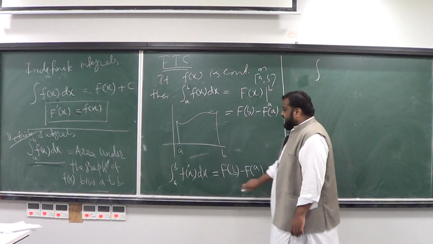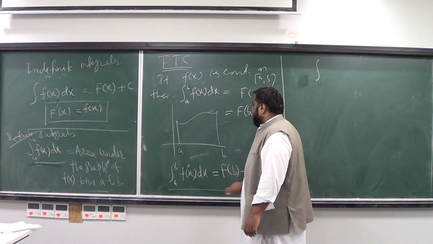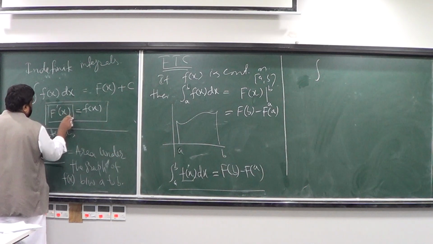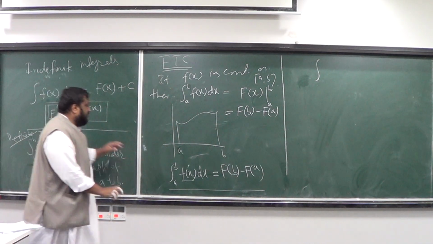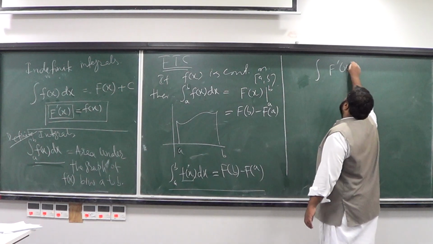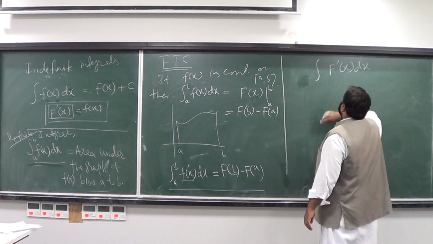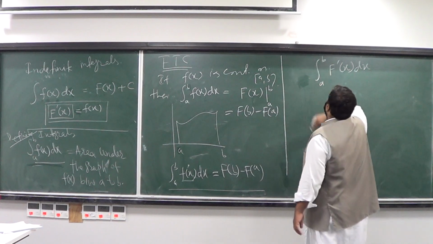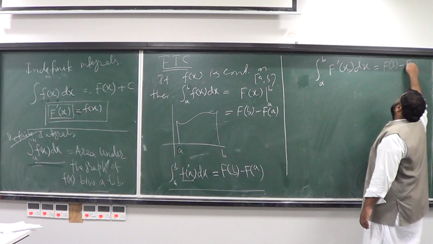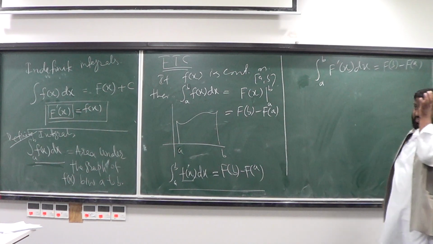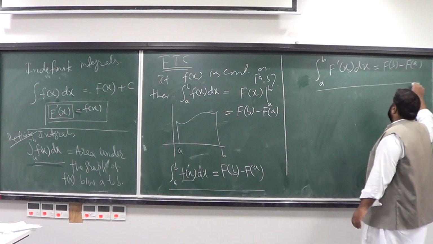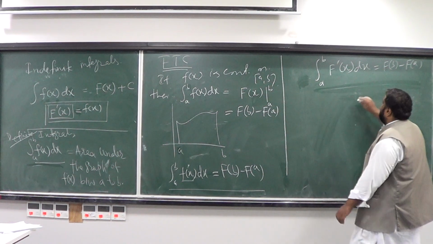Now I know that this statement is true, and I know that my f of x is basically F prime of x, so I can substitute in the place of this integral. So if you integrate F prime of x dx from a to b, you're going to get F of b minus F of a.